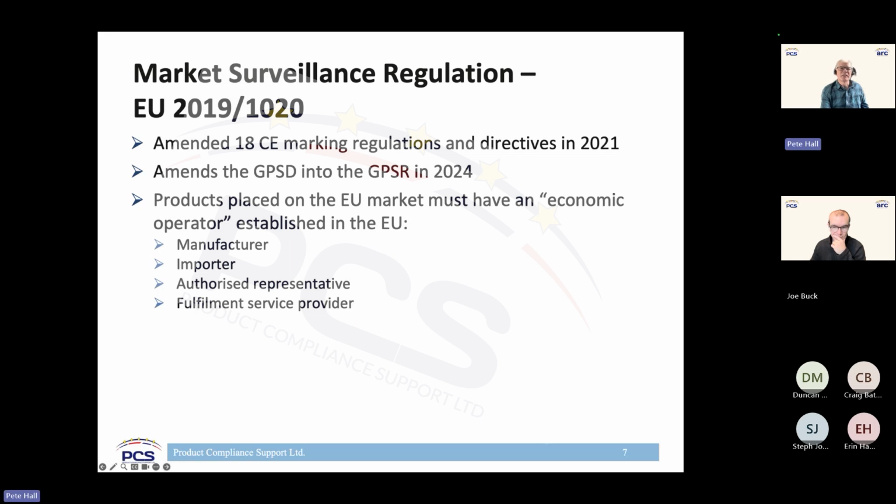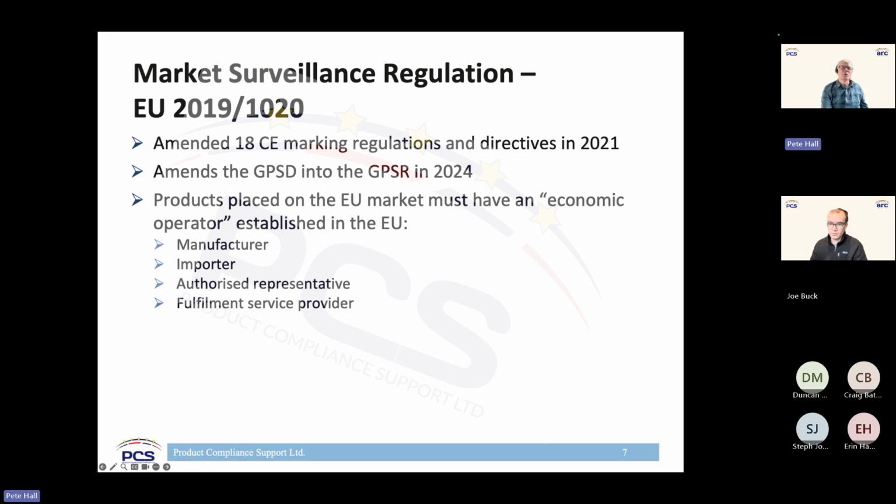And the main thing that says is that products placed on the EU market must have an economic operator established in the EU. So even if the manufacturer is outside the EU and they sell directly to consumers in the EU, then they must have somebody in the EU who can represent their product or represent the safety of their product to the authorities. So for EU manufacturers, that's easy. They are the responsible person. If not, an importer would be.